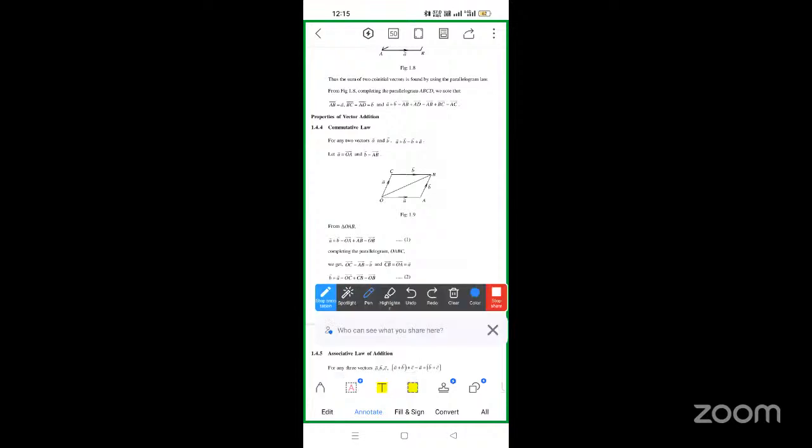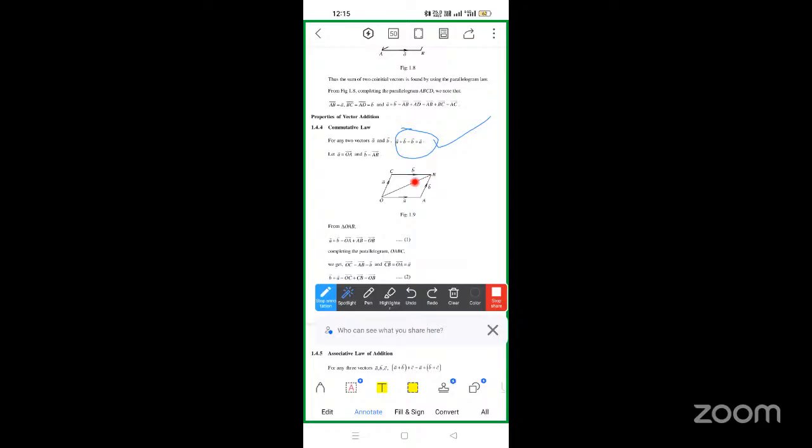Commutative law. For any two vectors a bar and b bar, a bar plus b bar is equal to b bar plus a bar. So this is called commutative law of addition. Let OA be equal to a and AB be equal to b. So in this diagram, OA is equal to a and AB is equal to b.